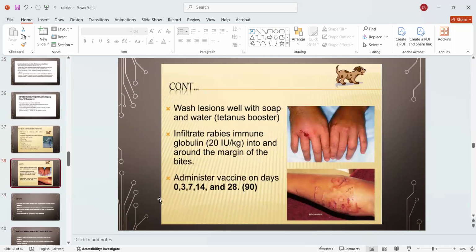Wash the lesions well with soap and water. Infiltrate rabies immunoglobulin into and around the margin of the bites. Administer vaccine on days 0, 3, 7, 14, and 28.